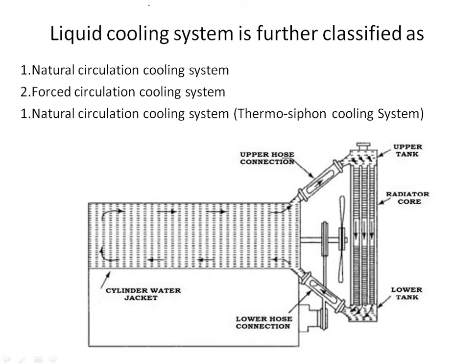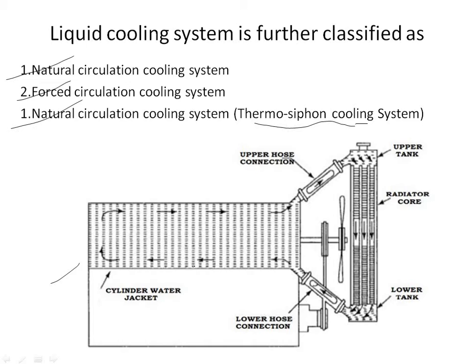Next we will be discussing liquid cooling or water cooling. Further, these are classified into natural circulation cooling system and forced circulation cooling system. First of all, we will be discussing the natural circulation cooling system, in which we will discuss the thermosiphon cooling system. This is the thermosiphon cooling system sketch, you all can refer here. This system works on the principle that hot water, being lighter, rises up and cold water, being heavier, goes down. In this type, the radiator is placed at a higher level than the engine.